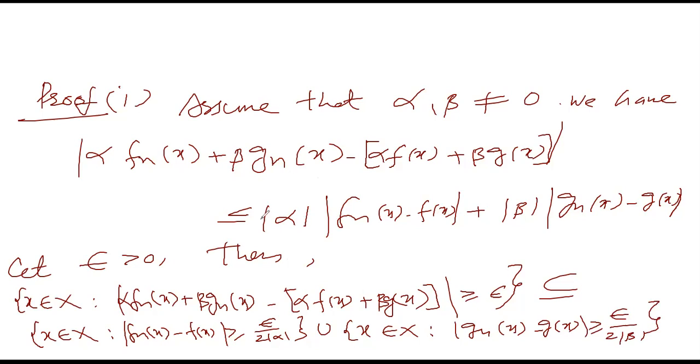This follows from this triangle inequality. Suppose x is here, that means this mod is greater or equal to epsilon. If mod of this is greater or equal to epsilon, then clearly either mod of this is greater or equal to epsilon by 2 mod alpha, or this one is greater or equal to epsilon by 2 mod beta. Because if both are less than epsilon by 2 mod alpha and epsilon by 2 mod beta, then mod of alpha times mod of fn x minus f x is less than epsilon by 2, and mod of beta times mod of gn x minus g x is less than epsilon by 2. So both are less than epsilon by 2, then their sum will be less than epsilon, but their sum is this one.